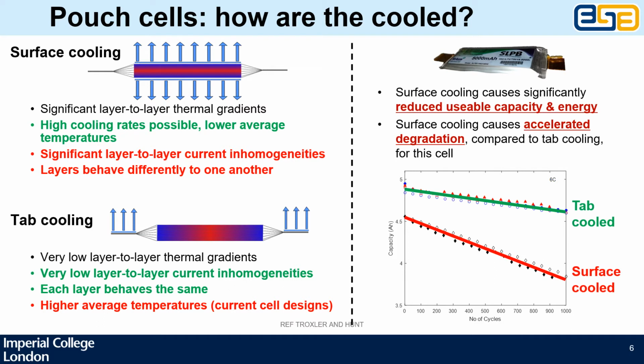Surface cooling is highly effective for bulk heat removal from the cell. The problem is the direction of heat transfer in the cell leads to temperature gradients between each layer. These cause non-uniform current flow and accelerated degradation rates. Tab cooling can solve these problems because heat is instead transferred along the layers of the cell towards the tabs. The problem is the amount of heat that can be removed through the tabs. They are a significant thermal bottleneck in many cell designs that exist today.